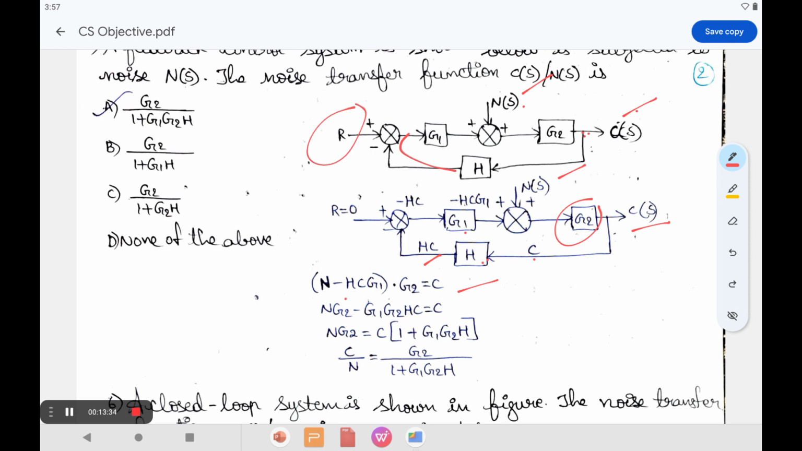Therefore C by N is equal to, you will take whatever the possibilities. So here we don't have any N value, therefore you will take it to the right side, then you will get NG2 is equal to C. If you take C as a common value, this is 1 plus G1 G2 H. Now we need to find out the C by N, right? Therefore C by N is equal to G2 divided by the denominator. Therefore this is the overall transfer function for this case.